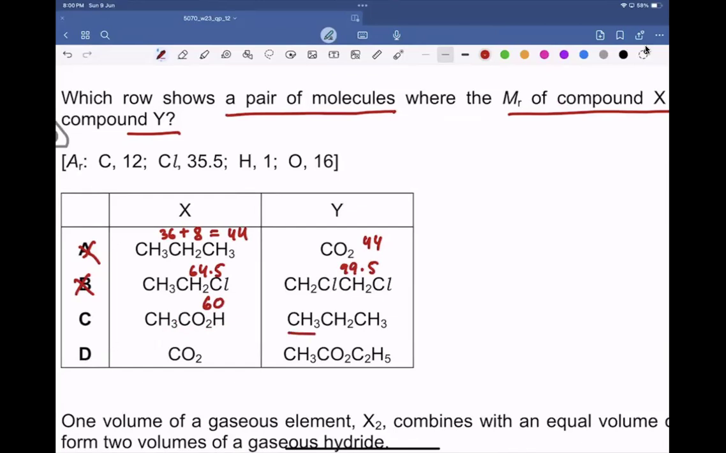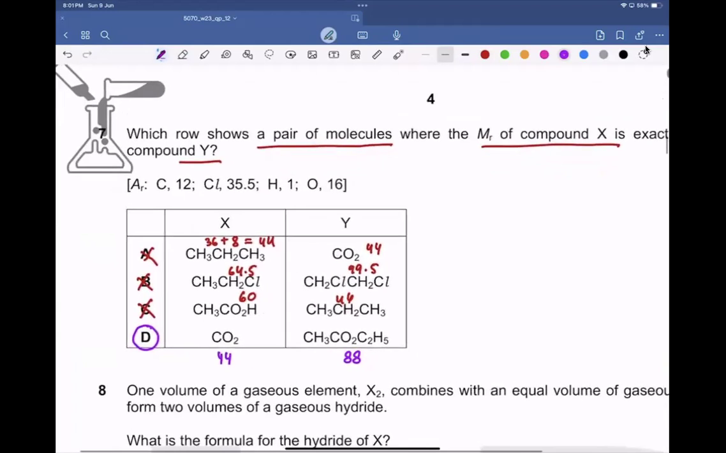And over here, if you calculate its MR, 36 and 8, 44. So it's not. So see, if you identified all 3 wrong, then obviously this one is correct. If you count it, it's 44. So it is for sure, you can calculate it. So this is your correct answer. Is this clear to all of you?